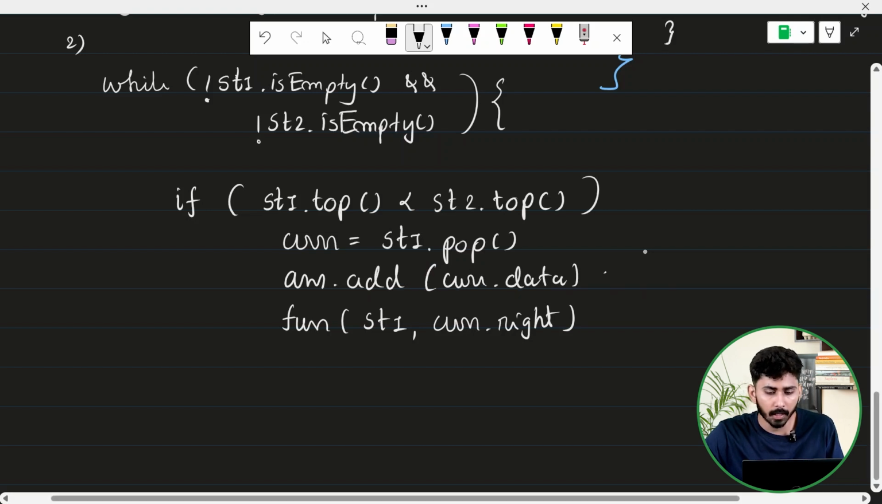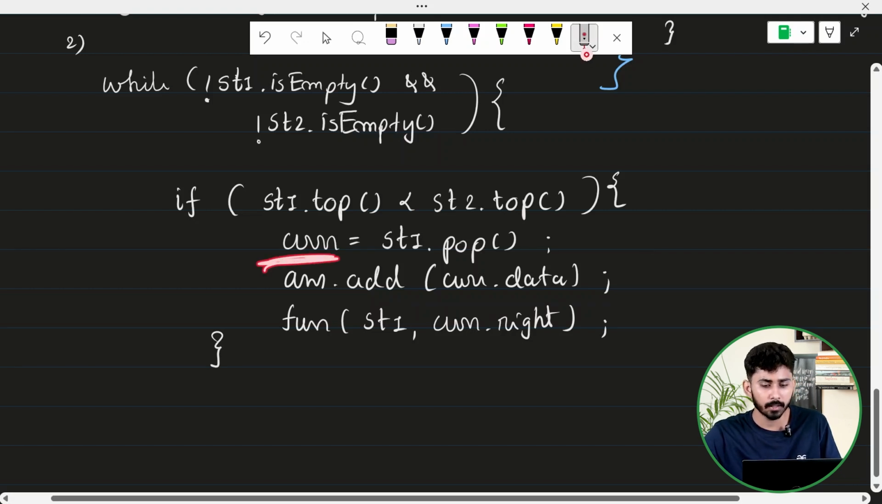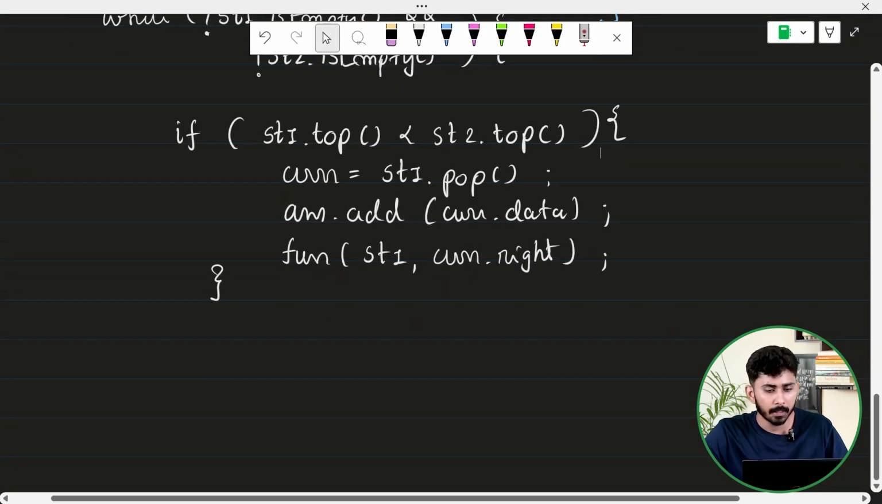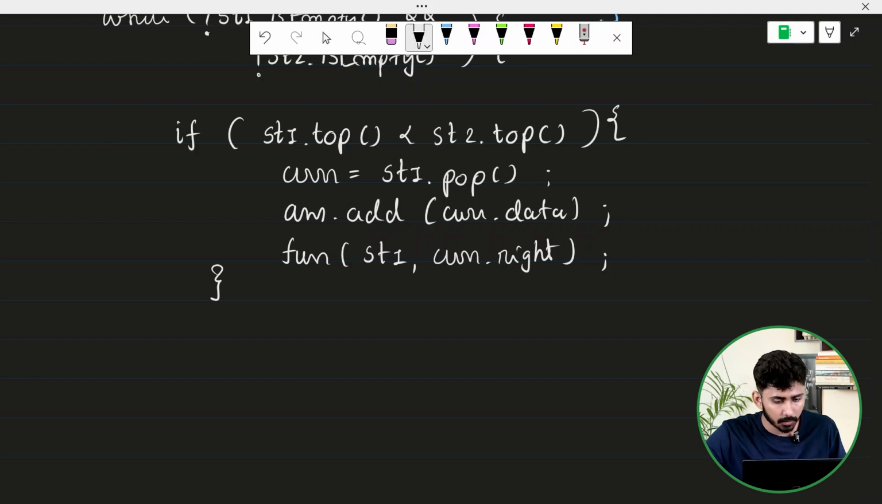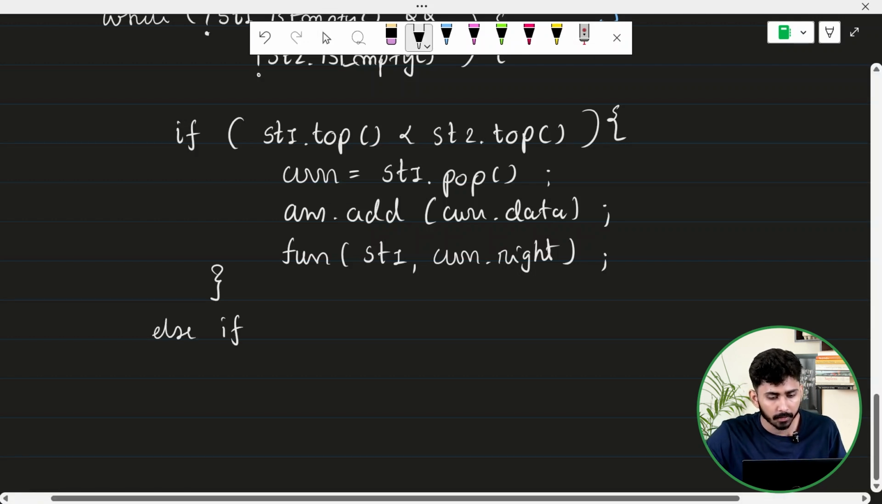So what I did over here is I have just added the data inside my answer list, and then I'm exploring the right subtree of current, finding the smallest value over there and inserting it inside my stack data structure. Okay, so this is for the element that I find to be smaller inside st1 and st2.